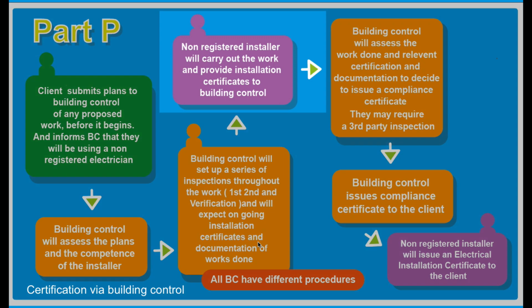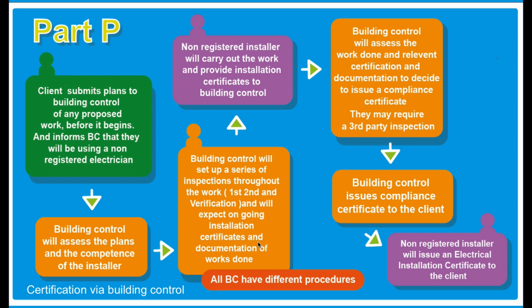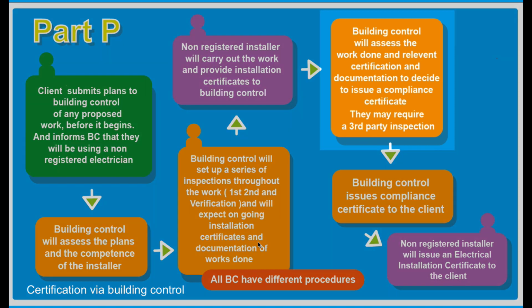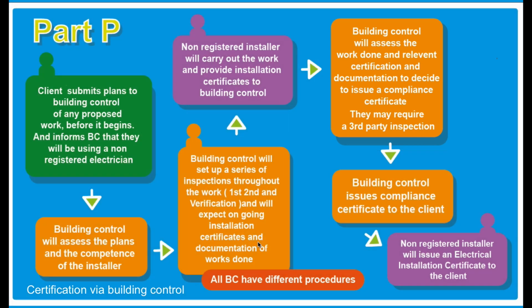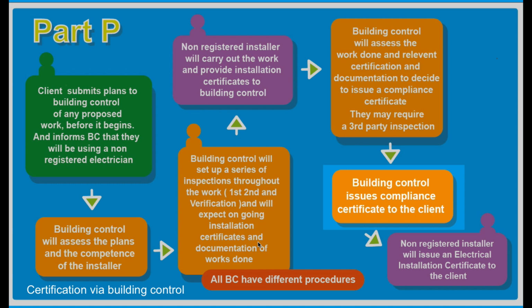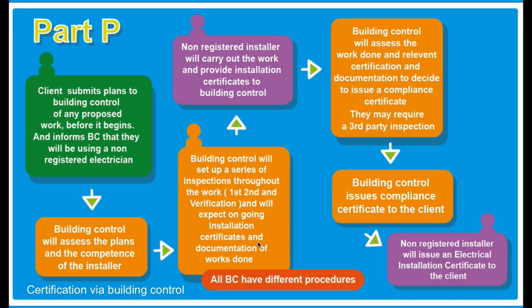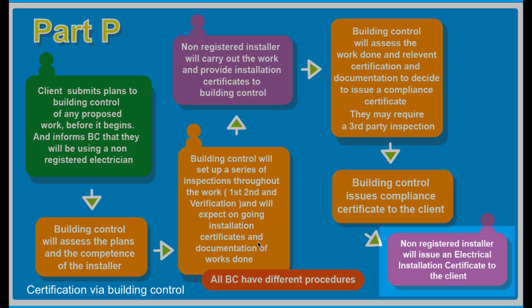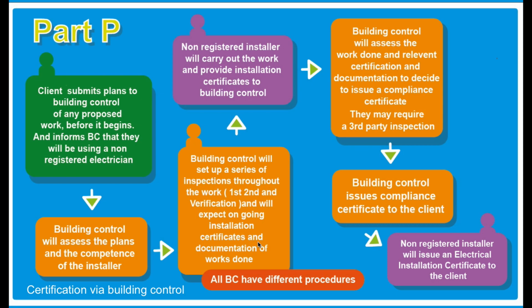And the non-registered installer will carry out the work and provide installation certificates to building control. Building control will then assess the work done and any relevant certification and documentation to decide whether they're going to issue a compliance certificate, and they may require a third-party inspection and test. And if they're happy, building control will issue a compliance certificate to the client, and the non-registered installer will issue the electrical installation certificate to the client. So that's how it works with building control notification.